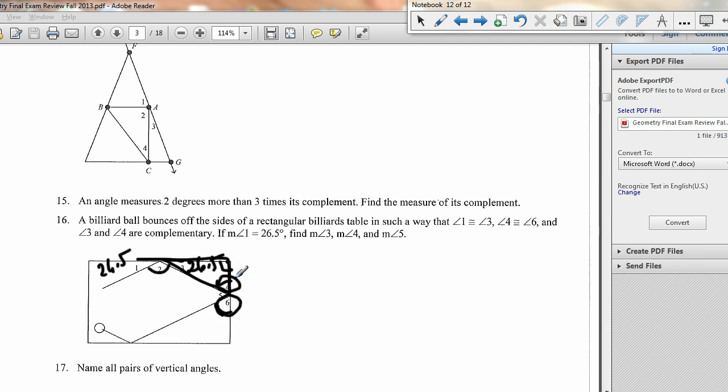So once again, these three angles, 4, 5, and 6, are along a straight line. 180 minus this, minus 4, minus 6, whatever they are, will give you what angle 5 is. I'm not going to work it all out. I think you can figure that out.